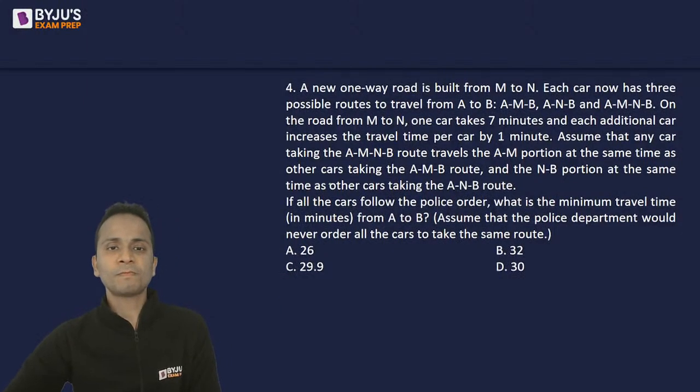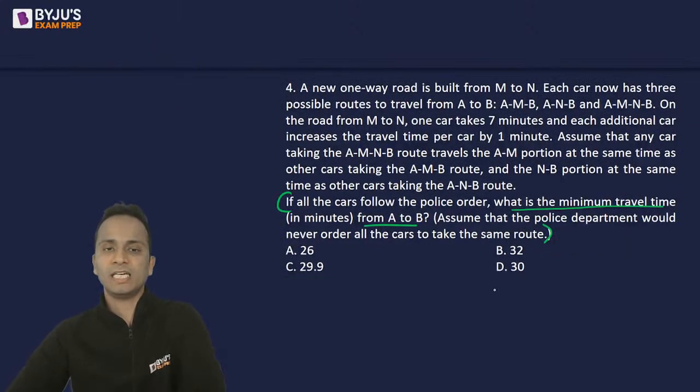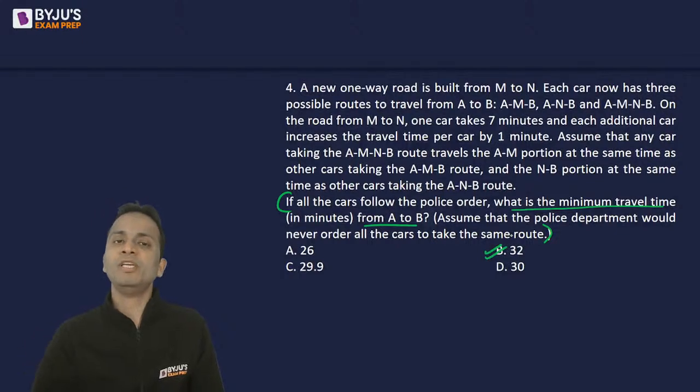The last question, if all the cars follow the police order, what is the minimum travel time from A to B? Assume that police department would never order all the cars to take the same route. So minimum travel time, I'll go back. So 32 minutes, 32 minutes, 32 minutes. So a total of 32 minutes will be the correct answer. So the correct answer will be option B for question number 4.